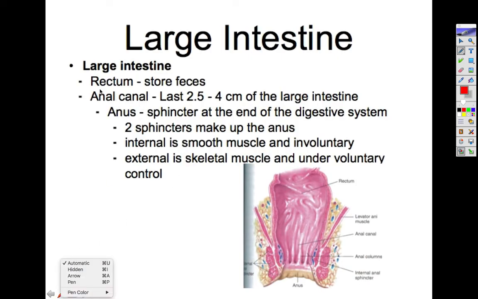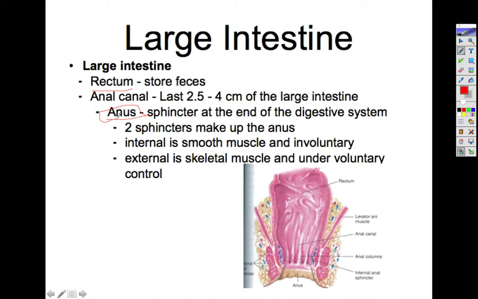Your large intestine ends at the rectum, and this is where feces is stored prior to being excreted from the body. And your anal canal is the last 2.5 to 4 centimeters of the large intestine. So it's all one continuous segment. We should have different names for it. But this is where feces is expelled from the body. It's where you get rid of things that you're not going to use and are just taking up space within your body. And they leave your body through your anus.